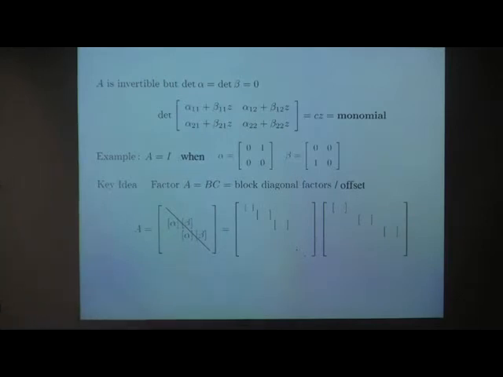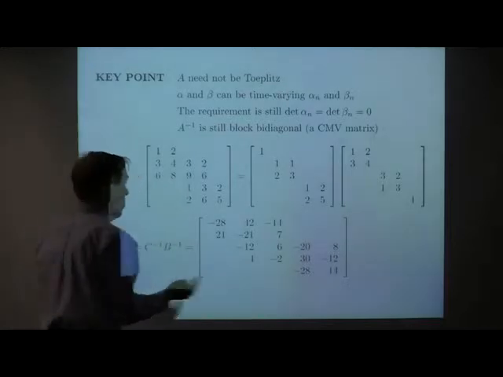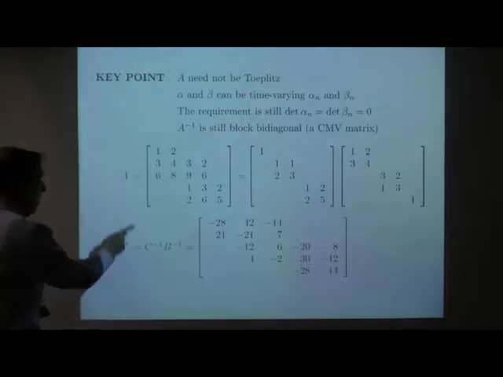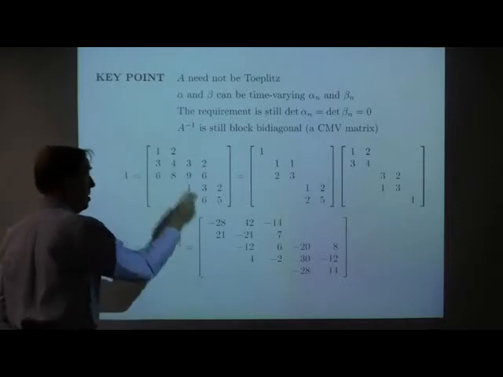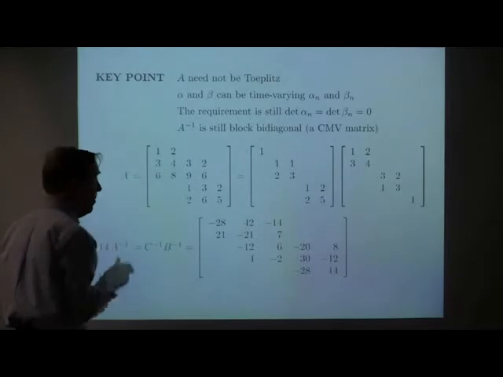And then the main theorem is, oops, let me go back. There's an actual multiplication just to show that it really works. And of course the inverse works too because it's a product of the block diagonal inverses and they're still offset.